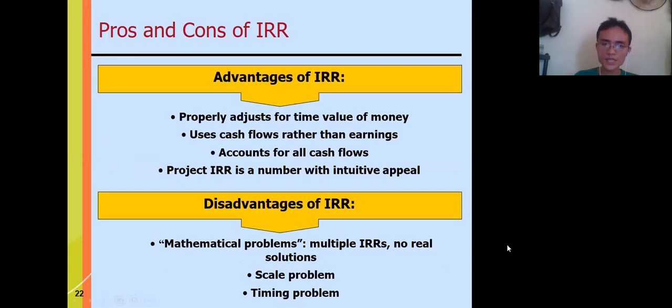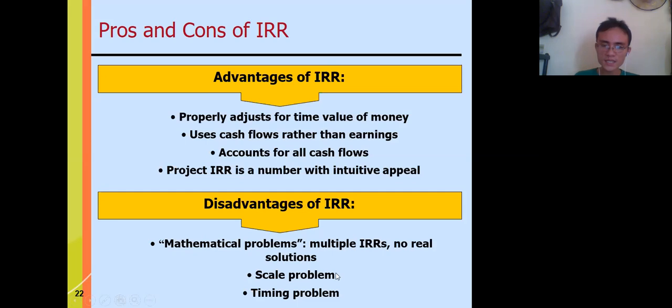What are the advantages? Time value of money is accounted for, cash flows, yes, and it's a number with intuitive appeal. So it's so easy to compare with the standard, like the payback method or period. Disadvantages: mathematical problems, massive computations, no real solutions. Yeah, it's possible that there will be multiple IRRs, like there are so many of them that would satisfy the particular case.